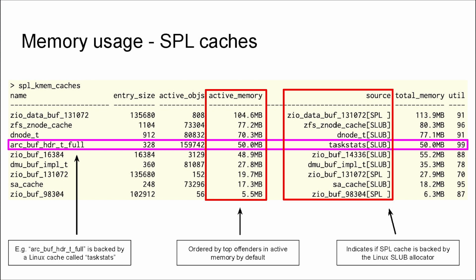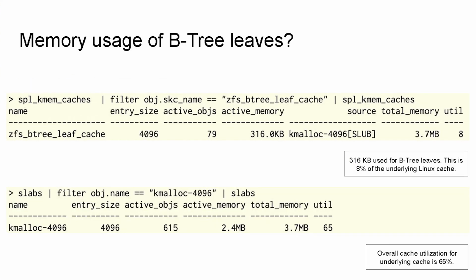Linux cache. And then just adding on top of this command, you can add more specific things like, okay, what's the memory usage of the B-tree leaves that Paul created. So what you do is you use the SPL kmem caches command, you filter by the cache name, specifically you look for B-tree leaves, and then you pipe it back just to print it. So you see that, okay, it's using 316 kilobytes of memory.